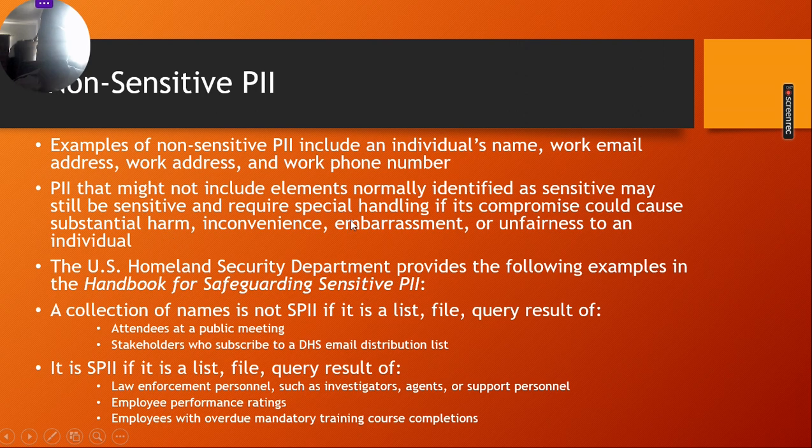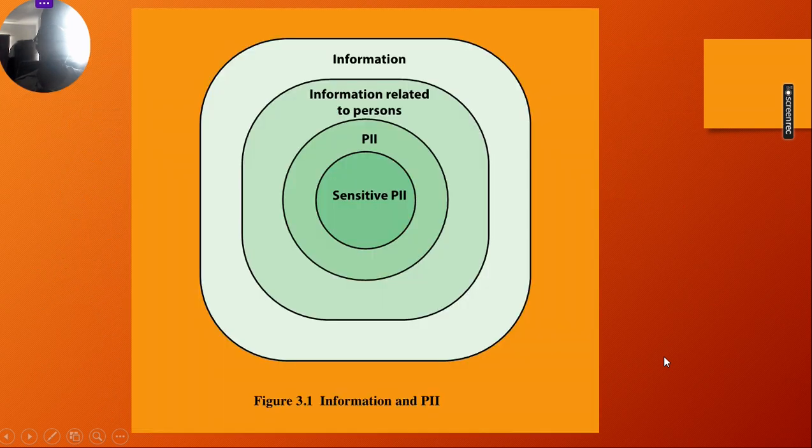Sensitive ones are the ones that are very personal, super personal, that you don't want just anyone to know about. Now let's move on quickly, because this course is super big. Look at figure 3.1, information and PII. Information itself is a huge aspect of engineering. Then we streamline it to information related to a person. Then we streamline it to personally identifiable information. Then we streamline it to sensitive personally identifiable information.